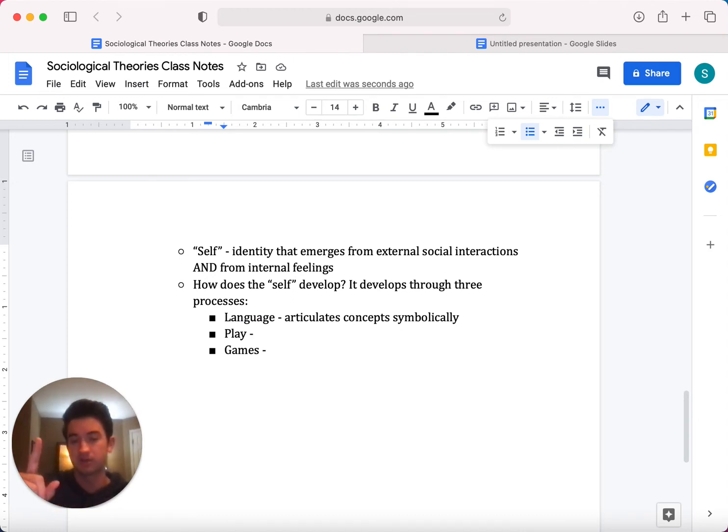That's number one. Okay, so next we have play. There's play and there's games. This is where it starts to get tricky because you have to be able to differentiate what George Herbert Mead meant by play and what he meant by games. So I'm going to give you guys some examples too.